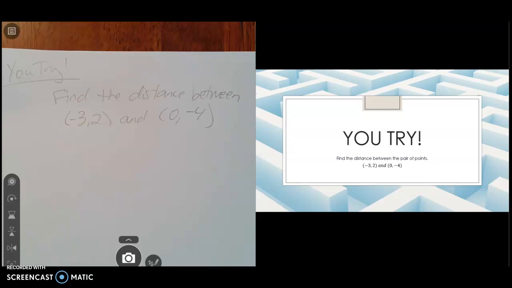Hi, you all just finished a you-try problem where you got to find the distance between a pair of points. The points I gave you were the points -3, 2 and 0, -4. So let's find the distance.